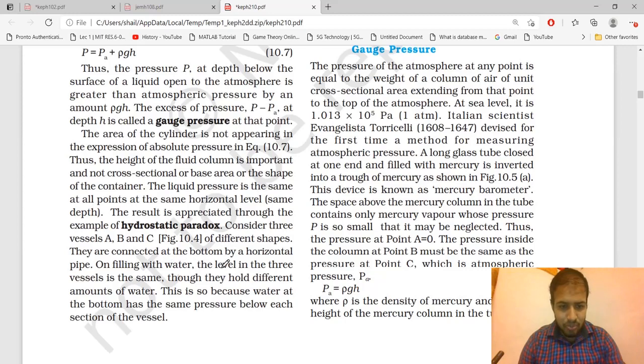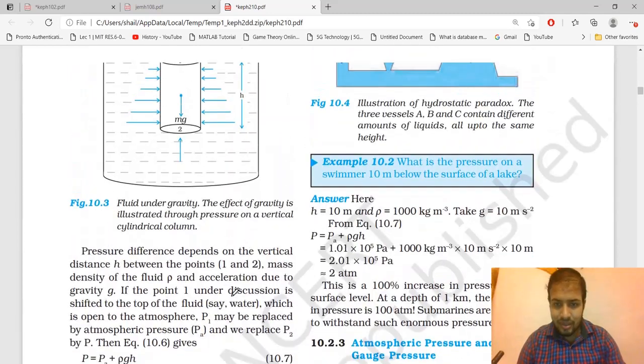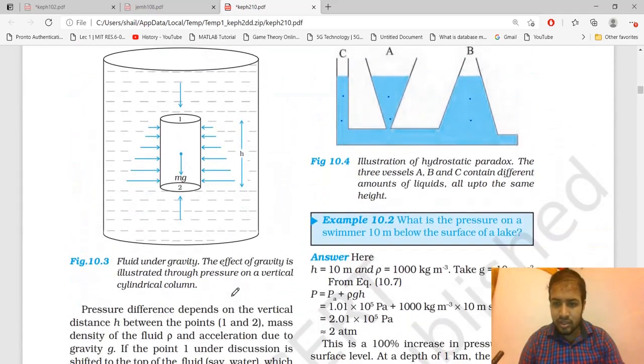A, B, C are connected at the bottom by a horizontal pipe. On filling with water, the level in the three vessels is the same, though they hold different amounts of water. This is so because water at the bottom has the same pressure below each section of the vessel. There is the illustration of hydrostatic paradox. The three vessels A, B, C contain different amounts of liquid, all up to the same height.